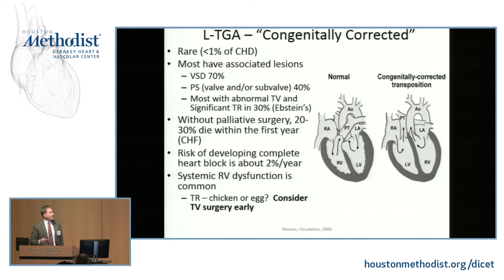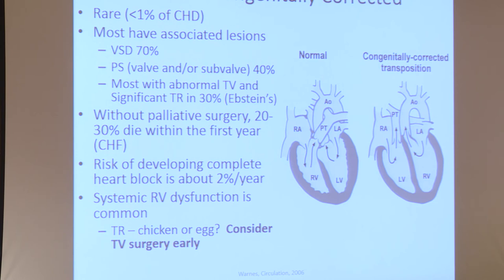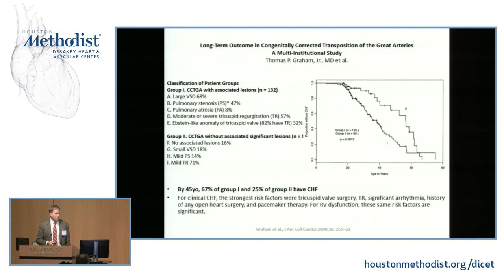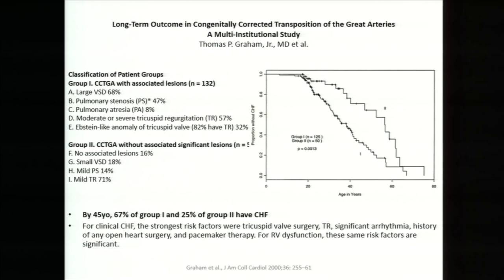So without palliative surgery, about 20 to 30% of these kids will die in the first year. There's about a 2% per year risk of developing heart block, so we really have to watch for that. Systemic RV dysfunction is common. Same as we talked about with the Mustard and the Senning, you get RV dysfunction, tricuspid insufficiency, and that vicious cycle develops. So when to intervene is a tough question. How do these patients do? Looking at patients, group one were the patients with associated lesions, VSDs, PS, that kind of thing. Group two were patients without. By 45 years of age, two-thirds of group one have heart failure, a quarter of group two have heart failure, so there are issues with this as well.